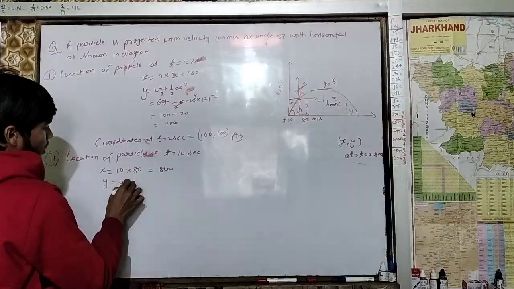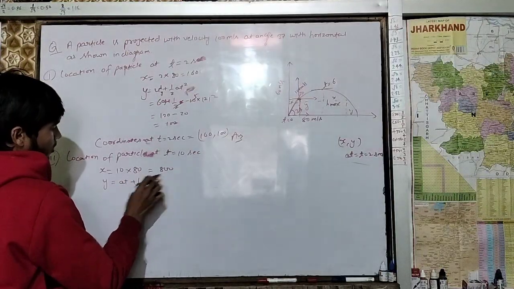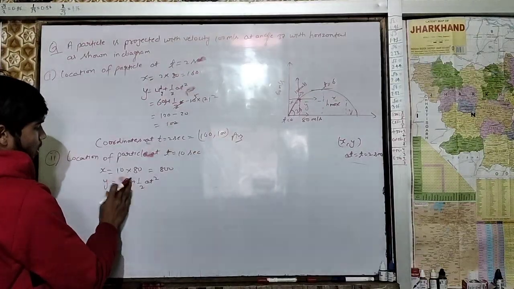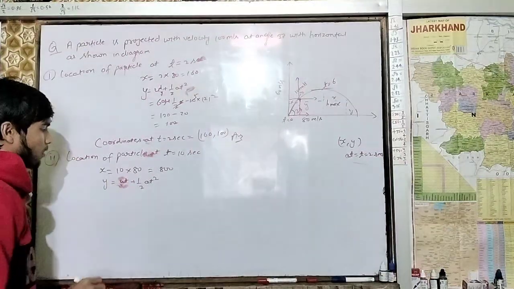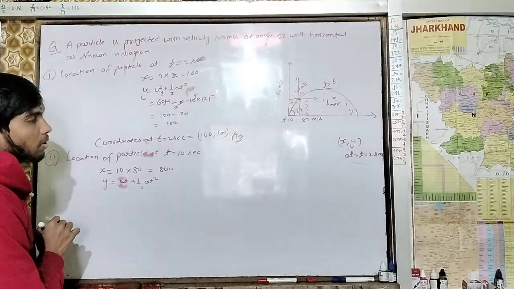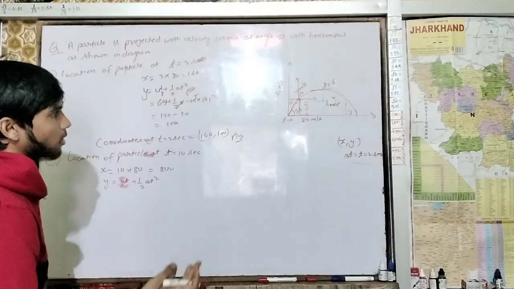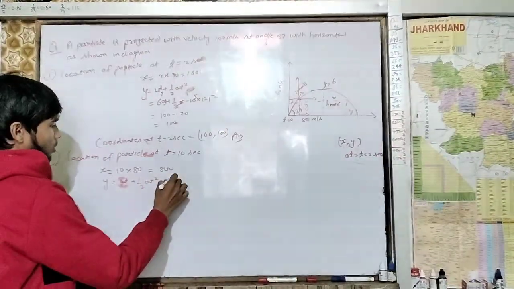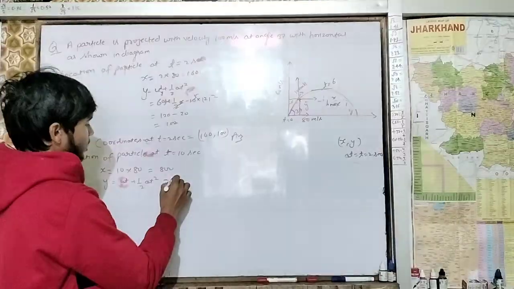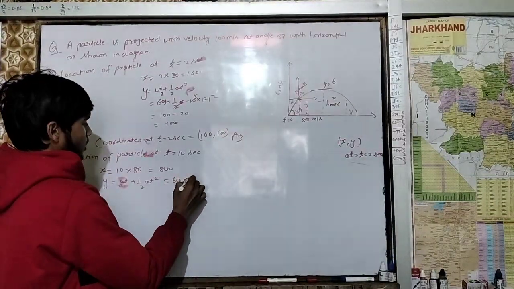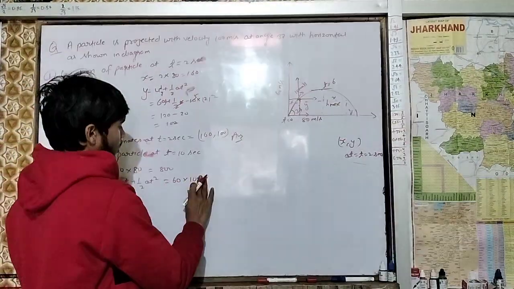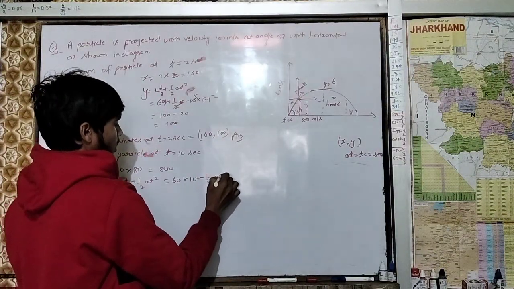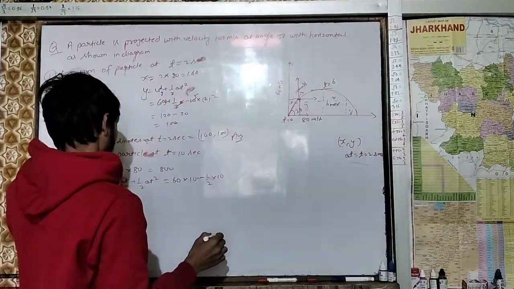y is ut plus half at square. By using this equation, we will get the y displacement, you can say. So u is uy, okay, uy is 60, time is 10, minus half, a is 10.